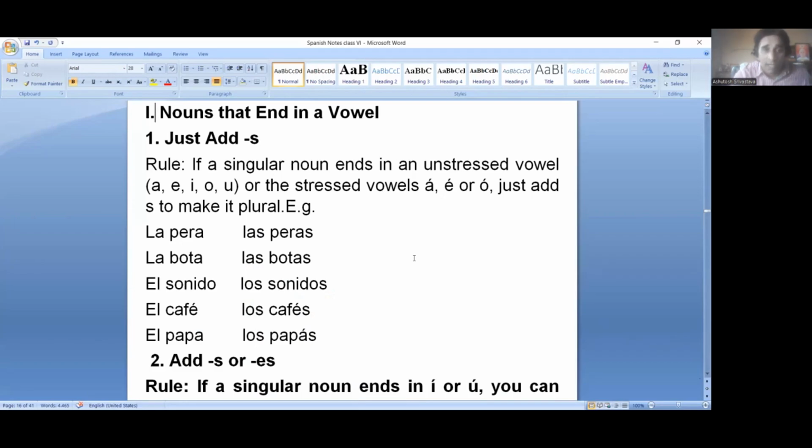If a singular noun ends in an unstressed vowel or the stressed a, stressed e, or stressed o, we are not talking about stressed i or stressed u. Okay, just add s to make plural. For example, la pera, las peras. Pera ends with unstressed vowel a, so just add s. La bota, las botas. El sonido, los sonidos.